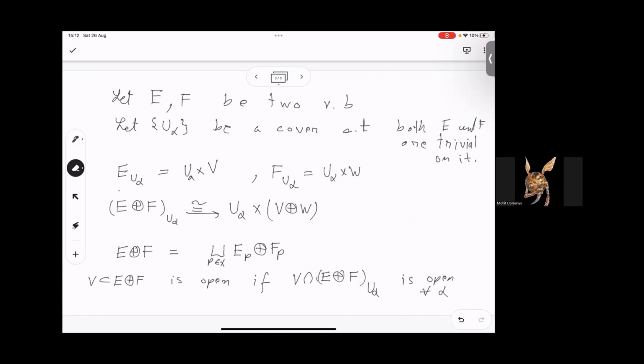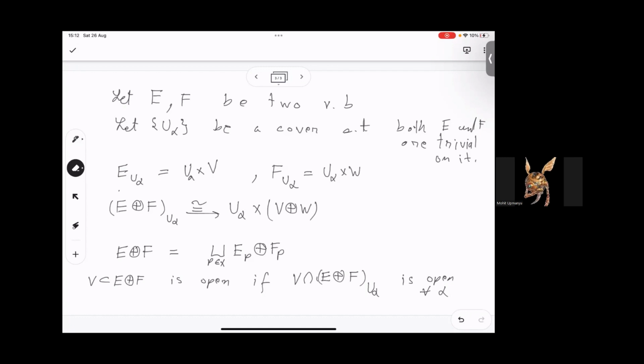Did I do something wrong? I'm asking. So there is a question. Can you justify that there is always such a cover U alpha on which both E and F are trivial? Take a covering for E on which E is trivial. Take a covering for F, and then intersect them. If you have U alpha and V alpha, just intersect them.